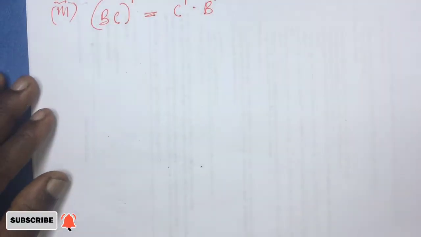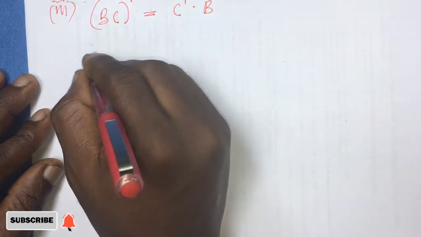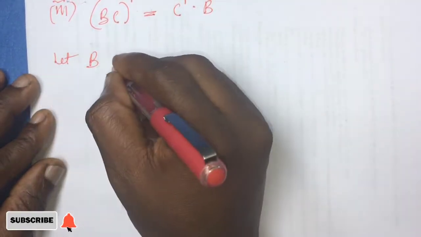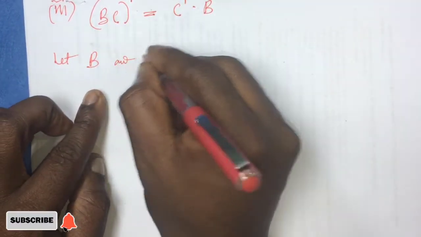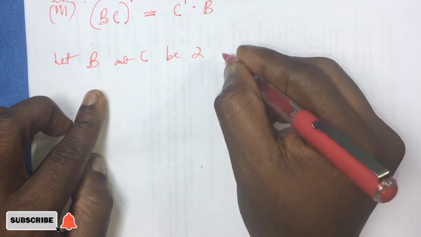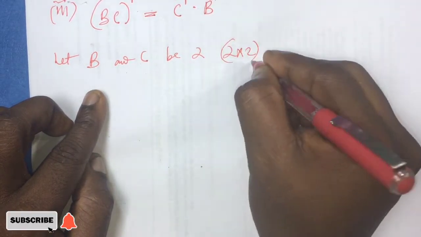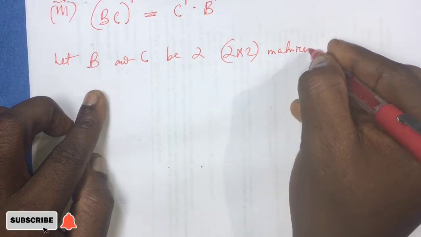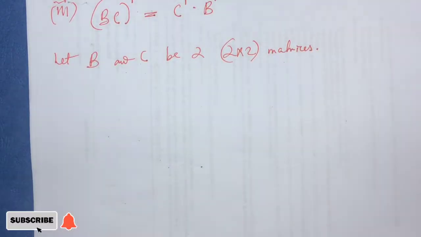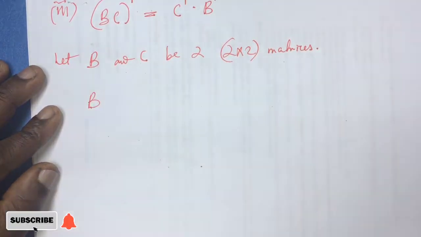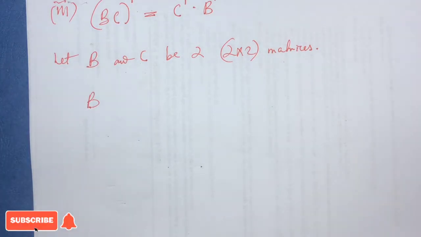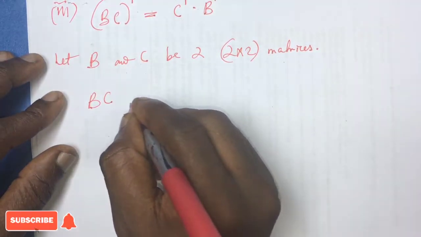Now, what this property tells you is that if you are given two matrices, let B and C be 2 by 2 matrices. Okay? If you want to show that this property is true, then let us consider 2 by 2 matrices, because 2 by 2 matrices are conformable. If B is a 2 by 2 matrix, it conforms with C. So I'm going to start with multiplying BC.